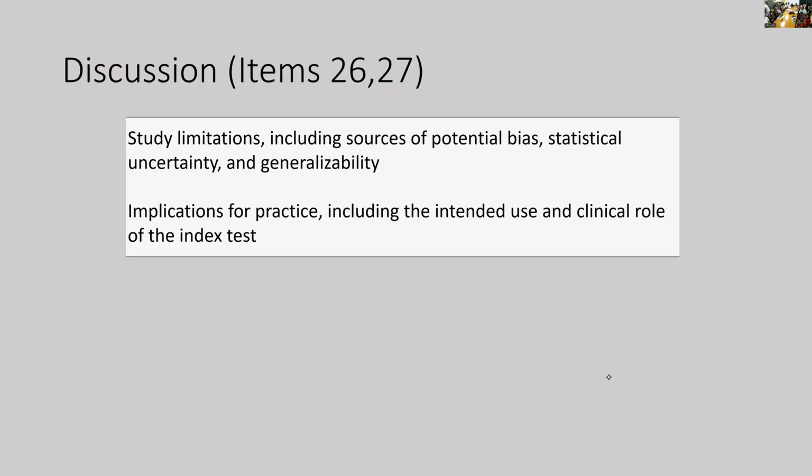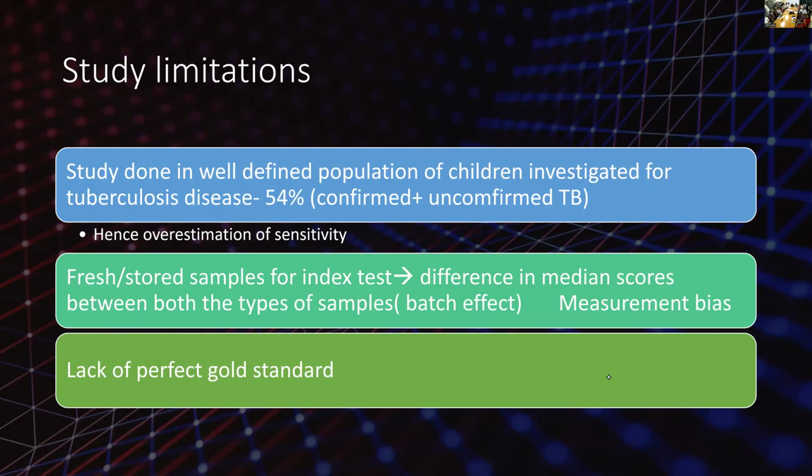So finally, coming to the discussion, that is the study limitations. I would say that the study was done in patients in whom we highly suspect TB. So this can overestimate the sensitivity itself. Number one. Second thing, I had explained about the measurement bias. And third thing is we don't have a perfect gold standard in TB. So any diagnostic test in TB has that disadvantage.